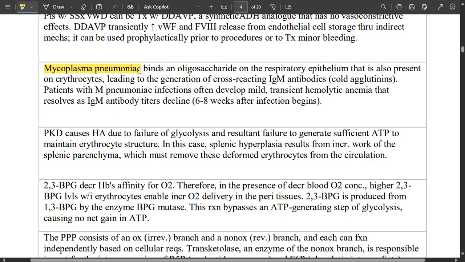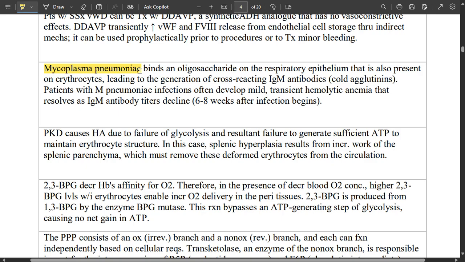To destroy Mycoplasma pneumoniae, which binds to the oligosaccharide in the respiratory epithelium, our body produces IgM antibodies, which instead of just attacking the respiratory epithelial Mycoplasma pneumoniae also attack the erythrocytes. Thus, cold agglutinins or IgM antibodies form. Patients with Mycoplasma pneumoniae infection often develop mild transient hemolytic anemia that resolves as IgM antibody titer declines 6 to 8 weeks after infection begins.